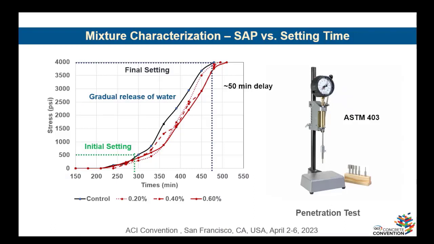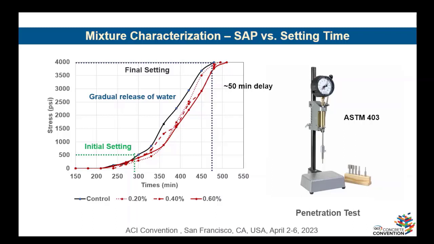And we observed the same effect on the setting time. As you see, we used the penetration test ASTM C403 to measure the setting time, and you see 500 psi and 4,000 psi, as per ASTM, are used to tell what is the initial setting and what is the final setting. And again, you will see that the setting time is being delayed because of the incorporation of SAP.